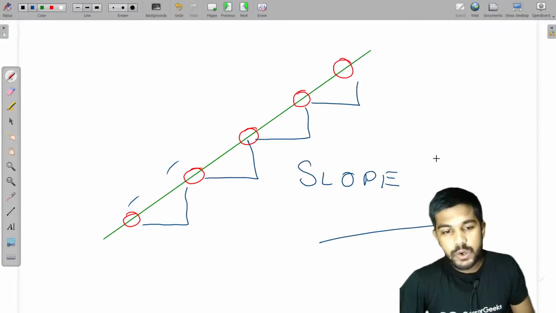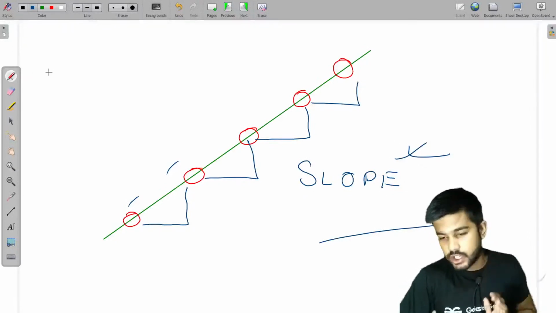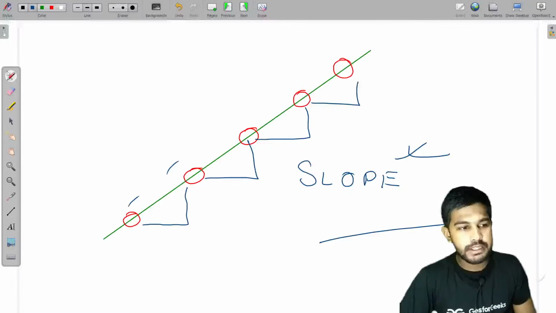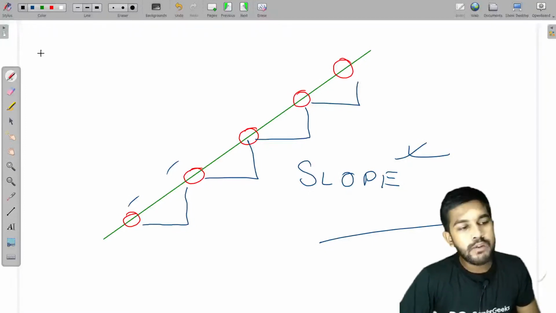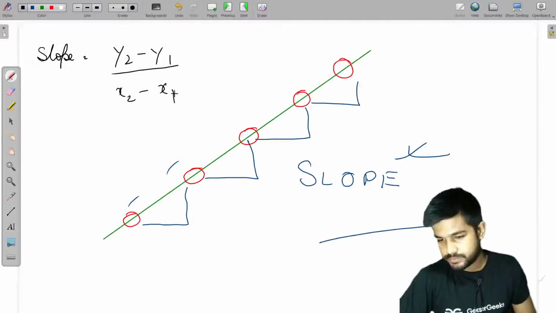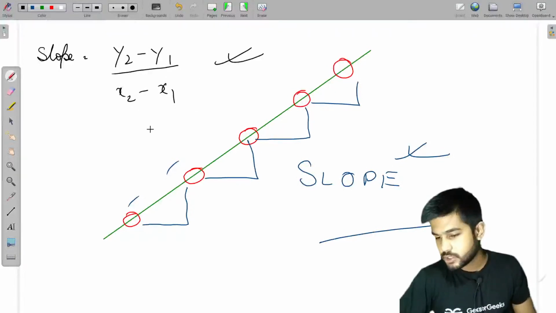Okay, now we would be considering the slope. Am I clear with this or not? This slope is important. Just clear this for me, am I clear or not? Now, what is the formula to find slope? The slope formula is equal to y2 minus y1 divided by x2 minus x1. This is the formula for finding the slope.